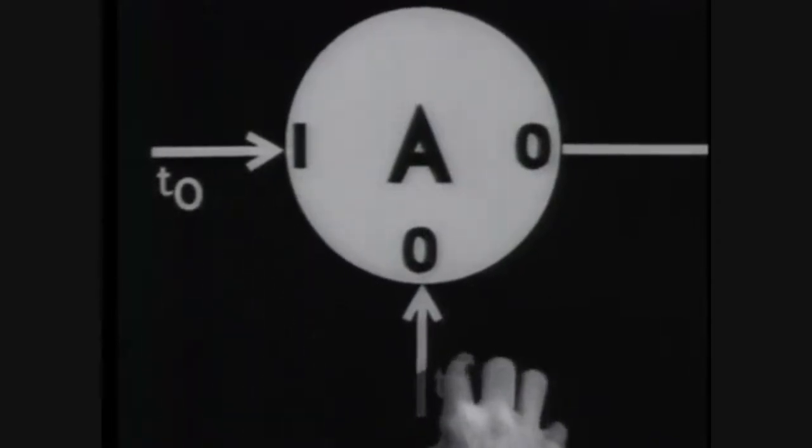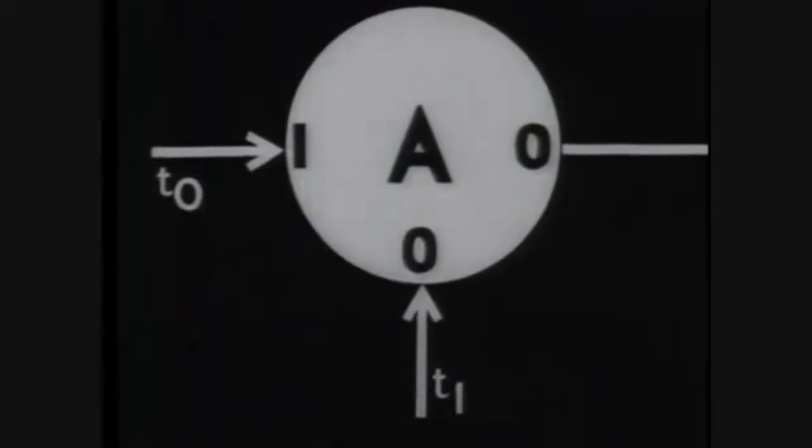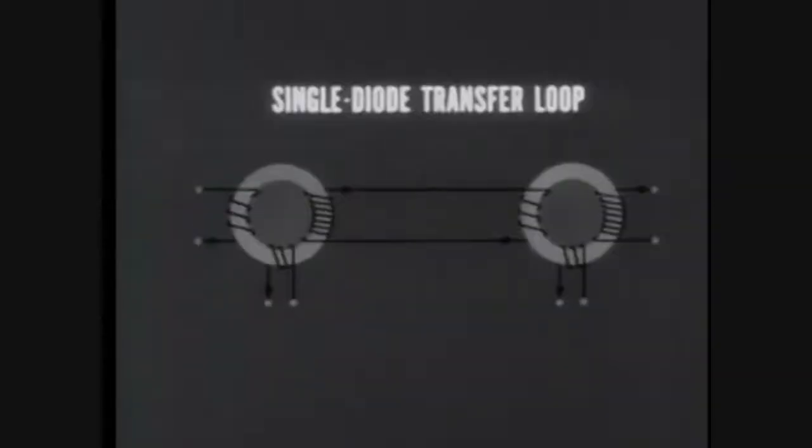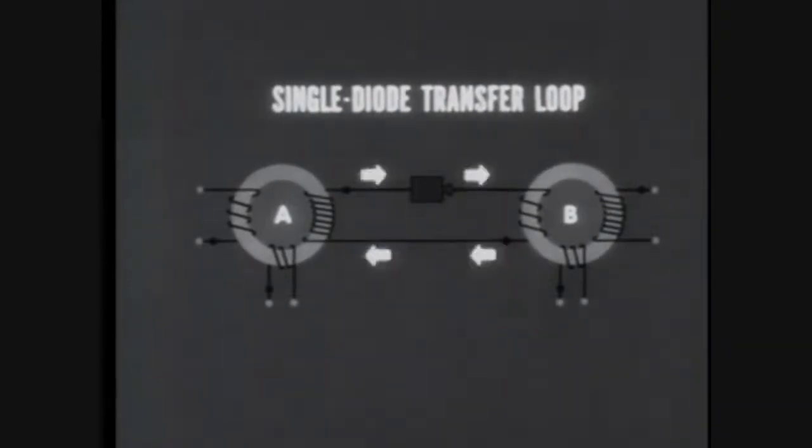we stored a binary 1 in core A, and at time t1, we transferred that binary 1 to core B. The selective isolation of core A from core B was achieved by placing a unidirectional device, the diode that gives this loop its name, in the circuit. The diode allowed current to flow in the circuit in one direction only, into the non-dot side of core B's input.